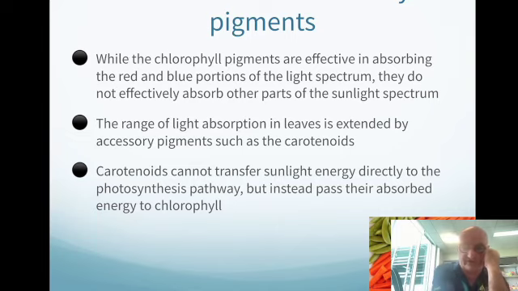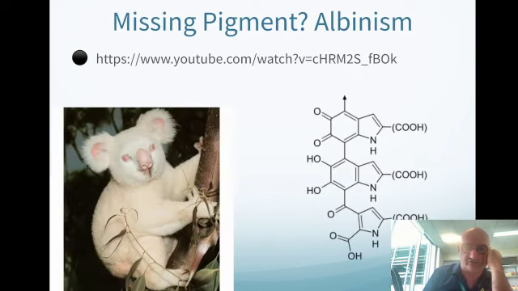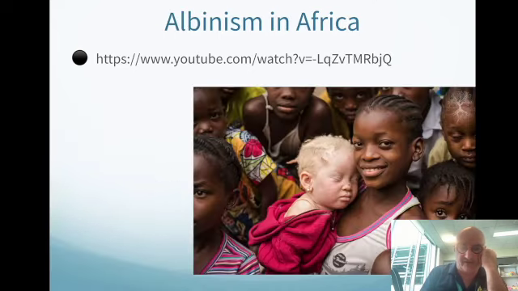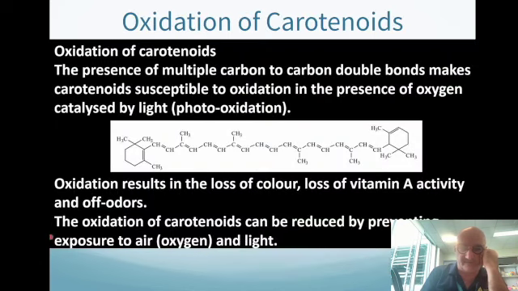They are accessory pigments, such as carotenoids, which cannot use sunlight directly, but instead pass their absorbed energy to chlorophyll, which is great because the plant can grow. Missing pigment, that's albinism. Here we see a white koala, very Australian specific, and it also occurs in human beings.